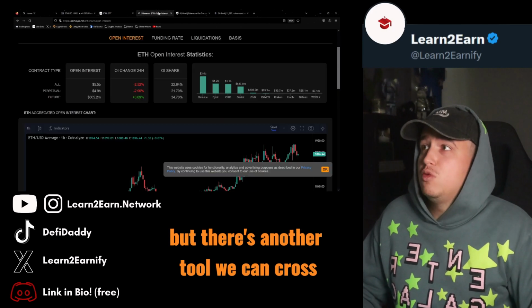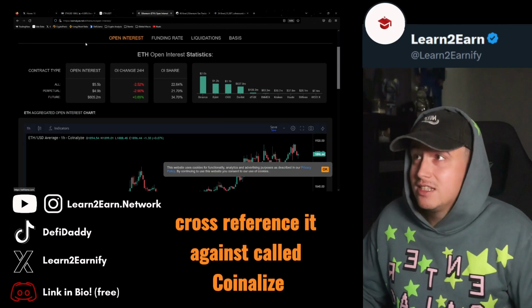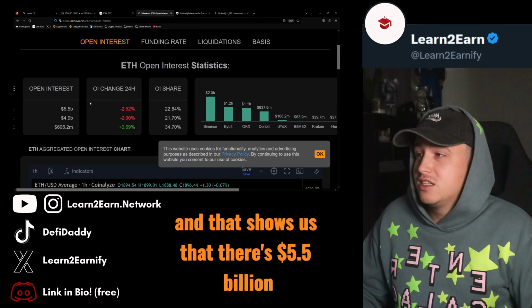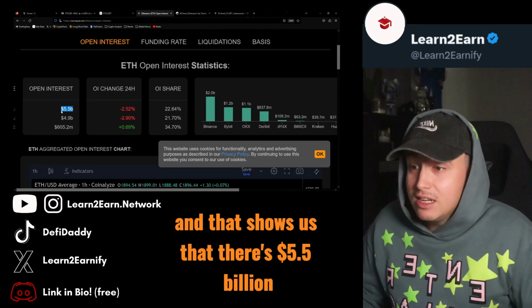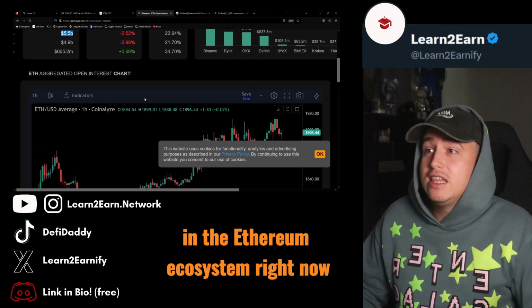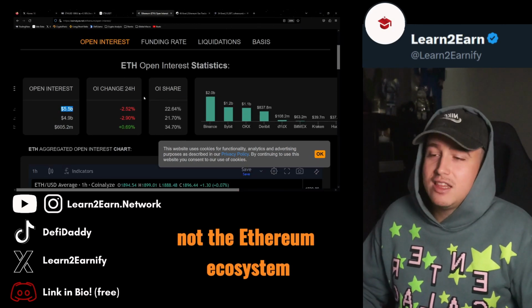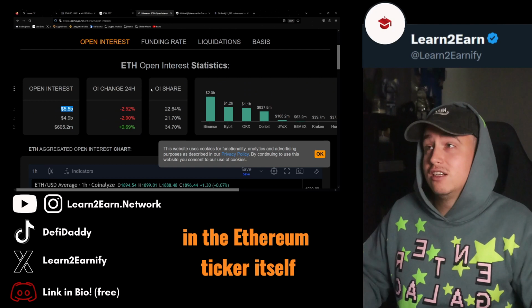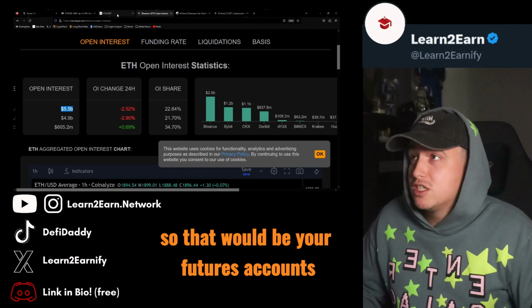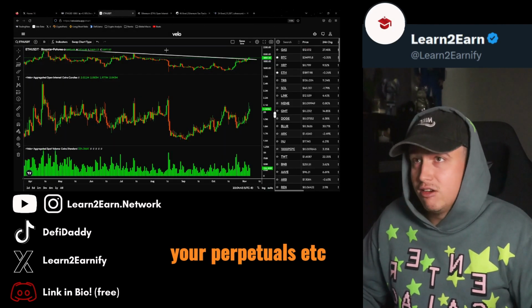But there's another tool we can cross-reference it against called Coinalyze, and that shows us that there's $5.5 billion of derivatives in the Ethereum ecosystem right now. Not the Ethereum ecosystem, in the Ethereum ticker itself. So that would be your futures accounts, your perpetuals, etc.